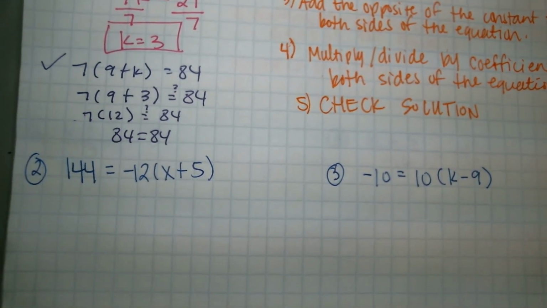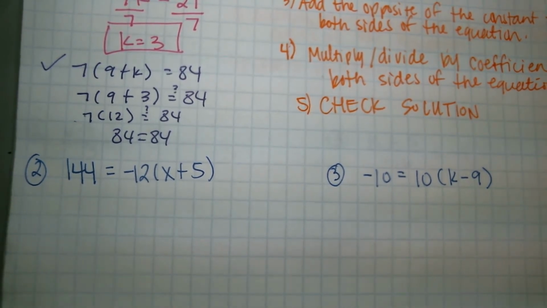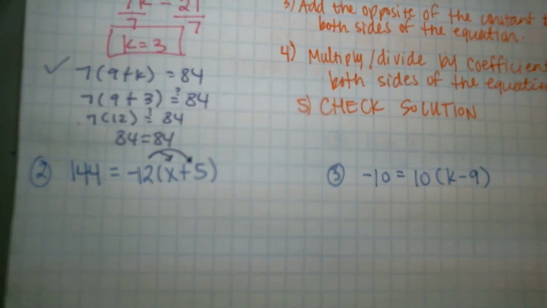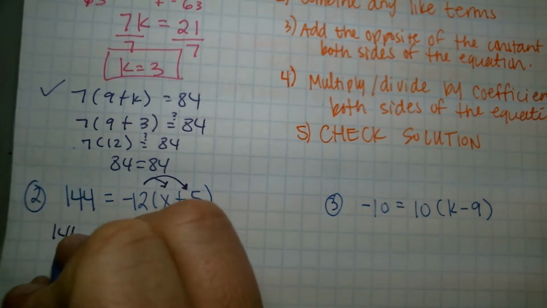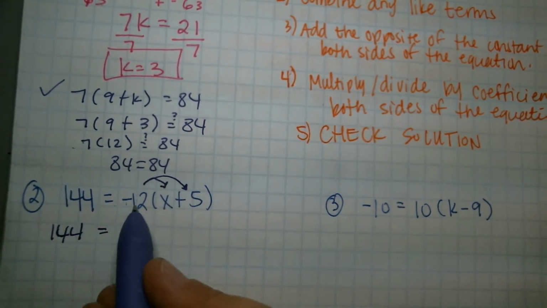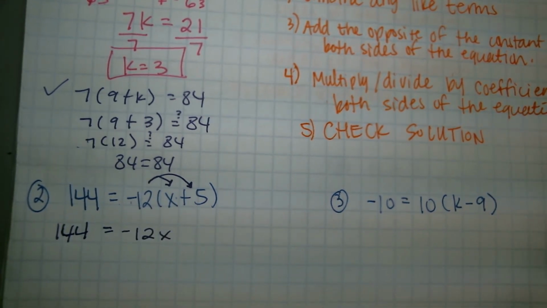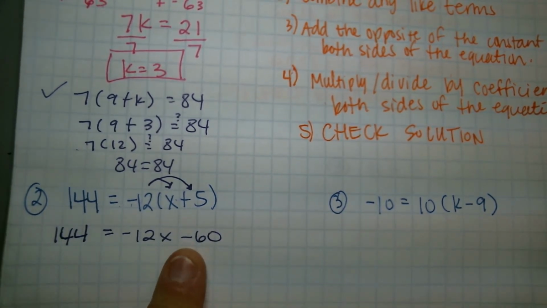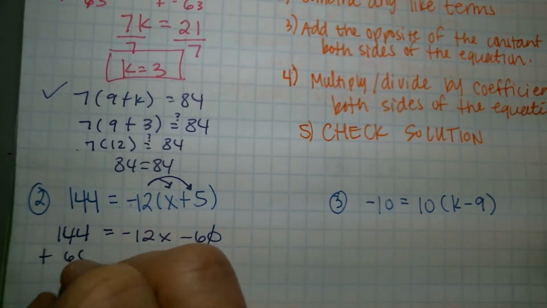Let's look at some other examples. So here, 144 equals negative 12 times x plus 5. So I'm going to distribute first that negative 12. Make sure you multiply by the negative 12 and not just positive 12. And then, so we get 144 equals, negative 12 times x is negative 12x. And negative 12 times 5 is negative 60. Then, my constant, negative 60. I'm going to add the opposite of negative 60 to both sides. Opposite of negative 60 is positive 60. That becomes 0.